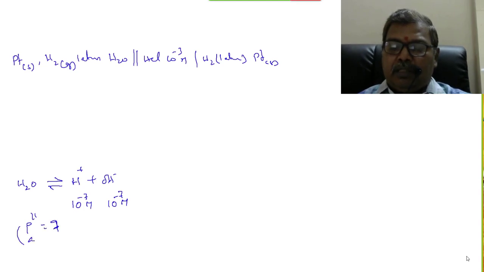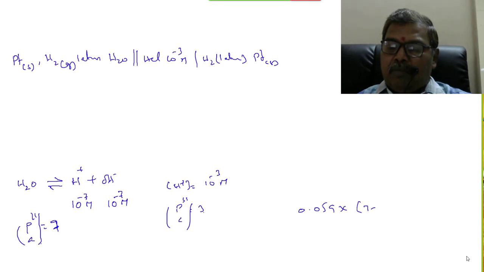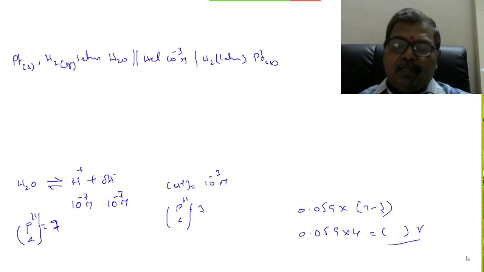So this is the pH of the electrolyte in the anode half cell, and HCl concentration is 10 power minus 3 molar. So therefore pH is 3. So this is the pH of the cathode half cell. Now 0.059 into 7 minus 3, 0.059 into 4. So this is the answer.